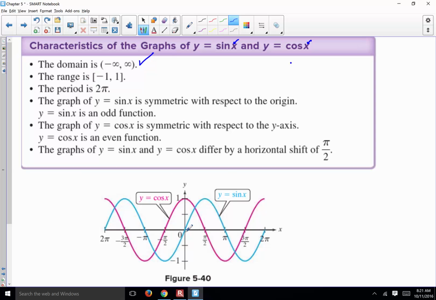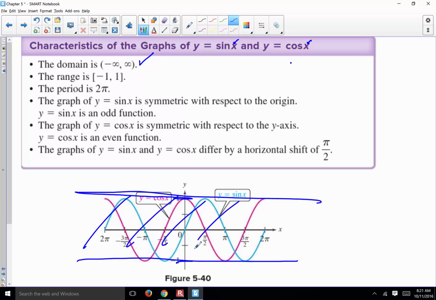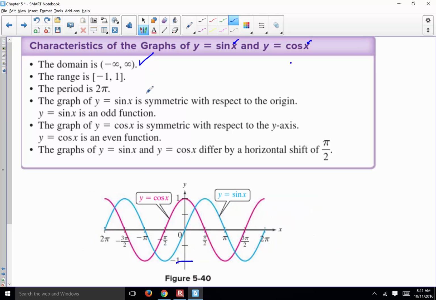Their range is between -1 and +1. They never leave this zone. They live in this neighborhood always. Between -1 and 1, they go up and down like a wave. And they both have a period of 2 pi. They keep repeating the move every 2 pi.